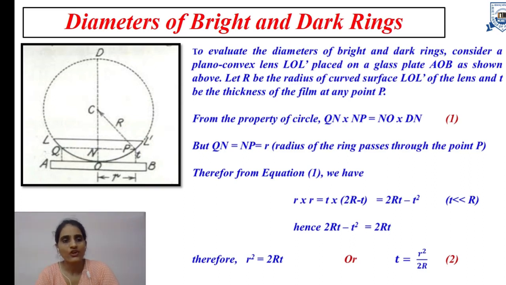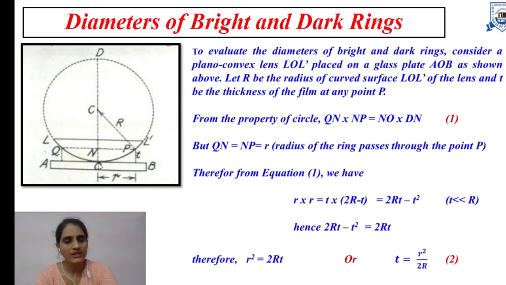Now in order to evaluate the diameters of bright and dark rings, we consider a circular plano-convex lens. The dotted line shows the circular plano-convex lens, which I name LOL dash, and this circular plano-convex lens is placed on a plain glass plate, that is AOB. Here capital R is the radius of curvature of this plano-convex lens, and t is the thickness of the film at some point P.